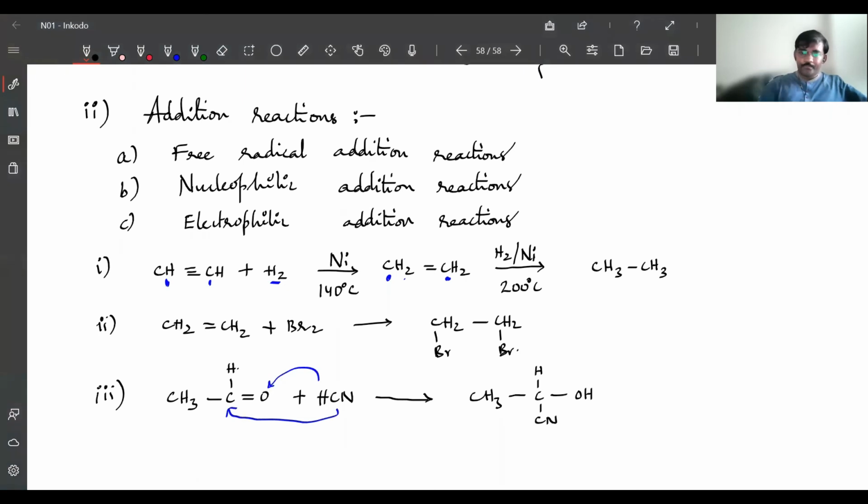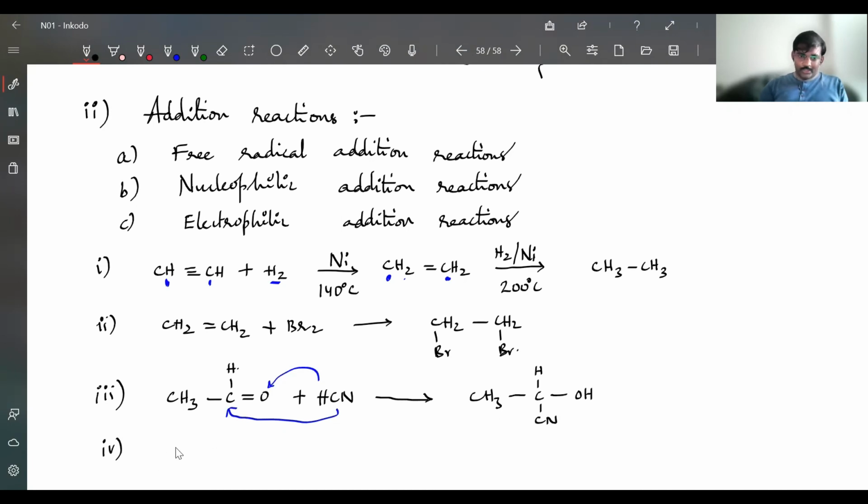So that means initially CN minus ion will attach to the carbon. That is the attacking reagent. So that's why CN minus ion means nucleophile. So it is called a nucleophilic addition reaction. So this is a nucleophilic addition example.